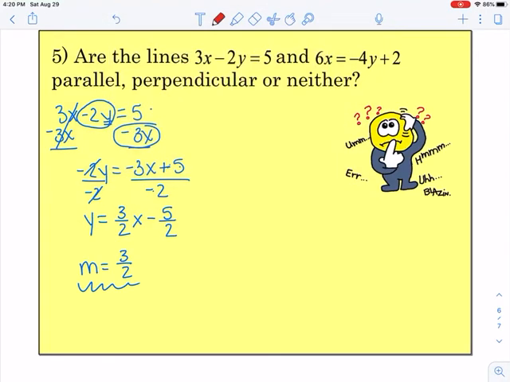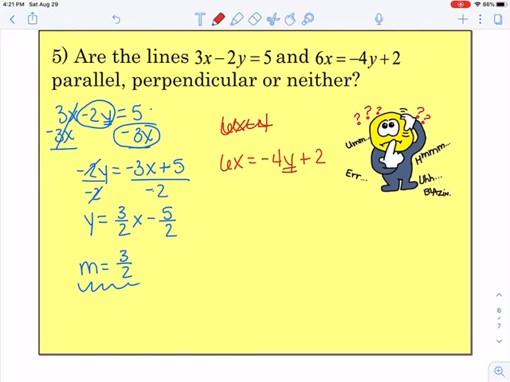So now I'm going to go back and find the slope of my second line, and just be careful because I feel like they're trying to, let's see if I write it correctly, copy it correctly. They're trying to trick you here. Okay, you want to get y by itself, not x. So you can't just divide both sides by 6 and be done with it.